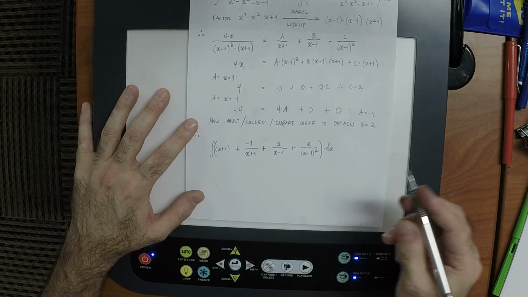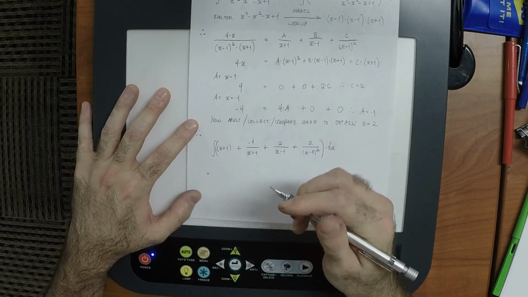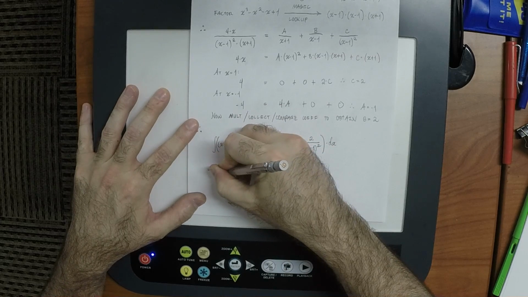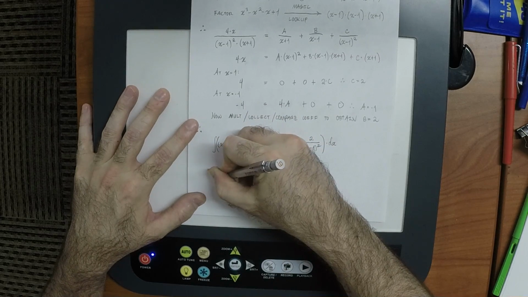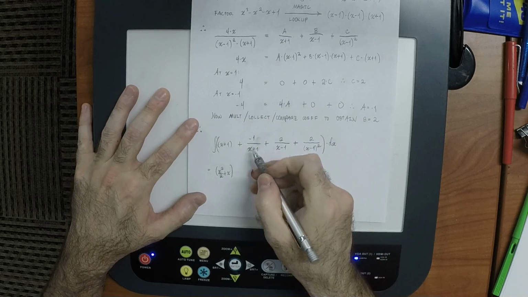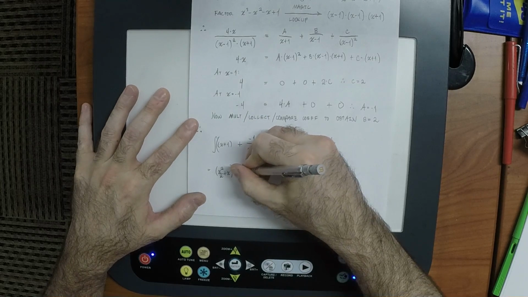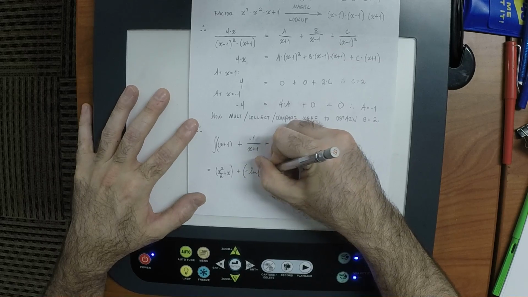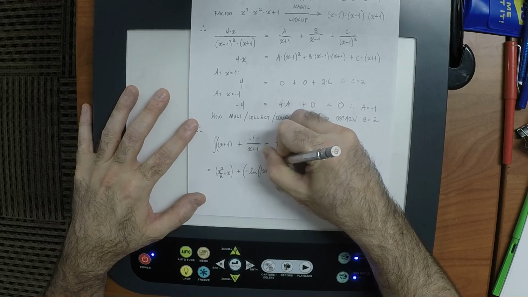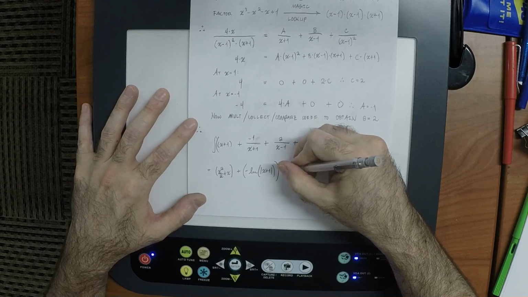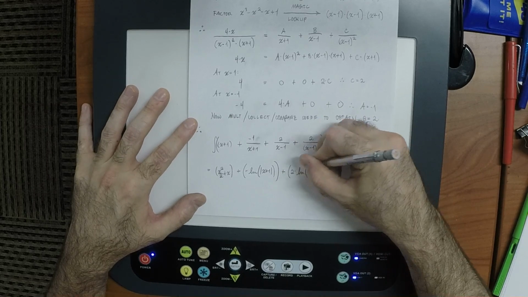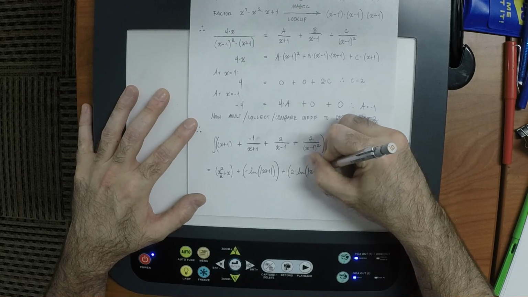So they're all pretty straightforward, but I'll just do them quickly. Antiderivative of this one, that'd be what? X squared over 2 plus x. Antiderivative of that one would be plus negative logarithm of absolute value of x plus 1. Antiderivative of that one would be plus 2 logarithm absolute x minus 1.